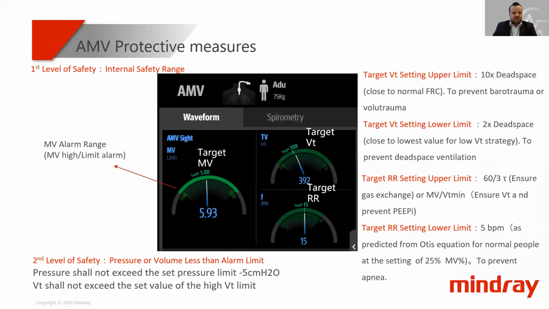AMV is controlled by protective measures as well. There is a double level of safety ranges. The first one is the internal safety range, and all the borders of these ranges you can see on the right side of the slide. Tidal volume and respiratory rate, upper and lower limits are fully covered. And the second level of safety ranges correspond to the pressure and volume alarm limits. By all of these, we can be sure that the AMV is safe and will not cause barotrauma or volutrauma or come with the patient into the apnea.